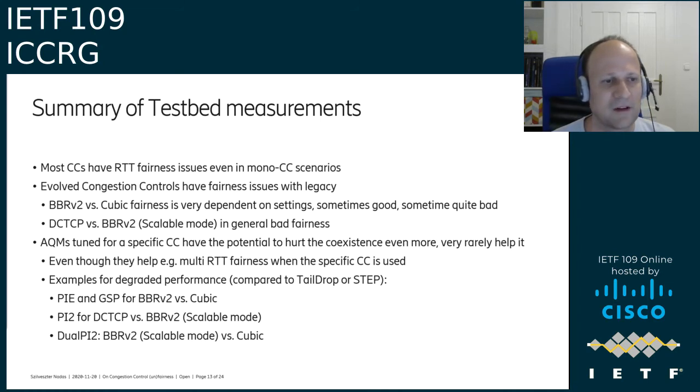And an interesting finding we have seen is that AQMs tuned for a specific congestion control actually have the potential to hurt the coexistence even more, and they very rarely help it, even though they help, for example, in multi-RTT scenarios when the specific congestion control is used. So there are examples of degraded performance compared to tail drop or span: pi and GSP for BBRV2 versus cubic, pi square for DCTCP versus BBRV2, and dual pi square for BBRV2 scalable mode versus cubic.